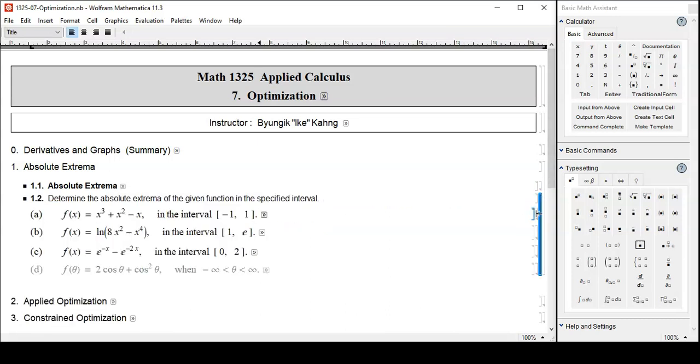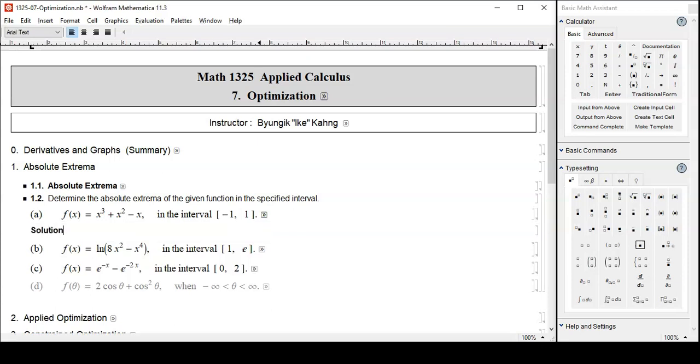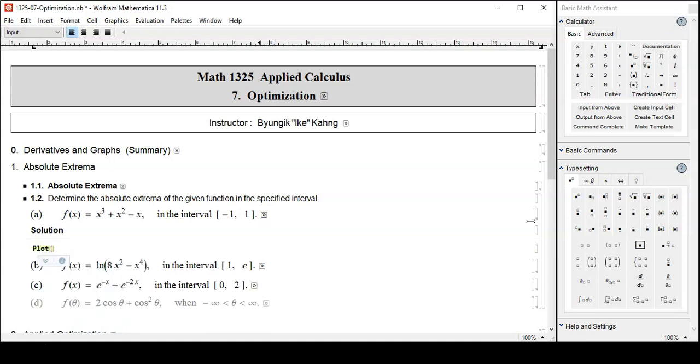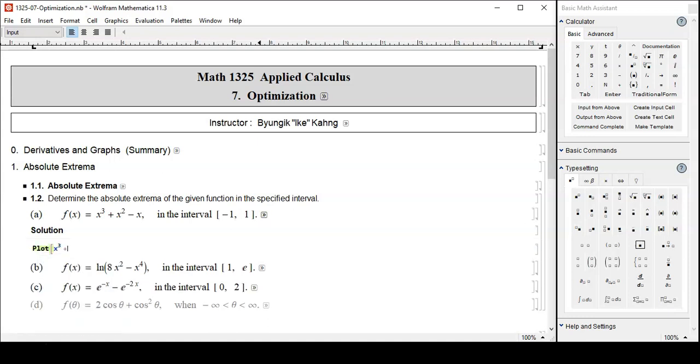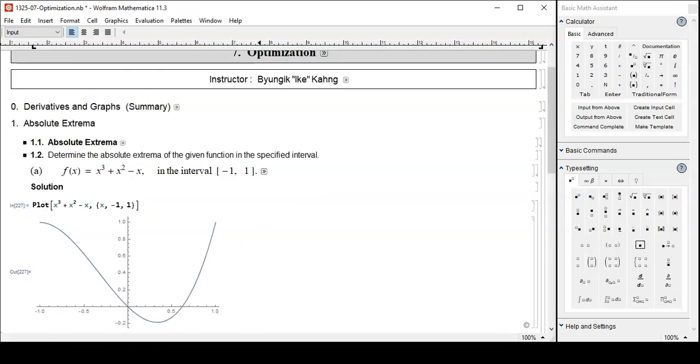Well, here's an example problem. f of x is x cubed plus x squared minus x in the interval -1 to 1. Okay, how do we start? Always begin with plotting. Plot it, and what do you anticipate?